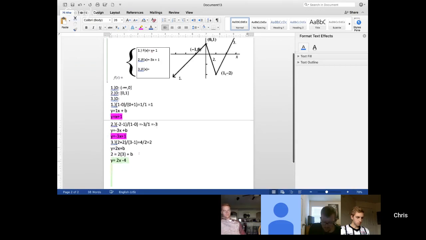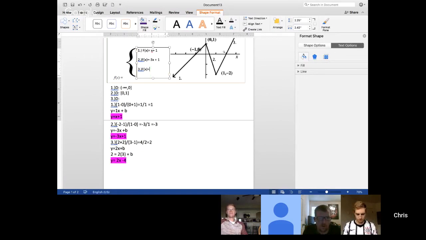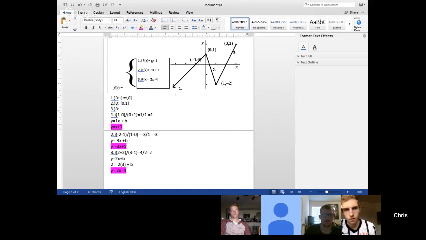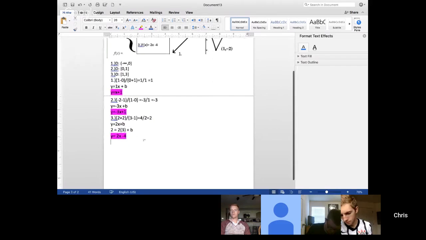That's number 3. Domain. Okay, I got it. So we have 2x minus 4. And for the domain, it should be 1 to 3. Yep. So that should be it for that problem.